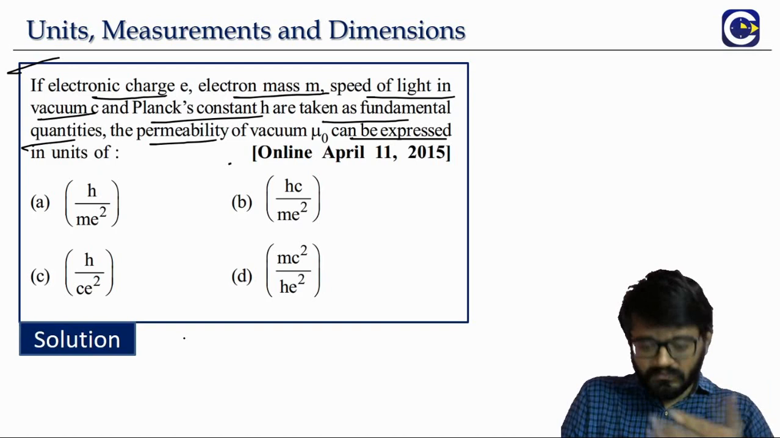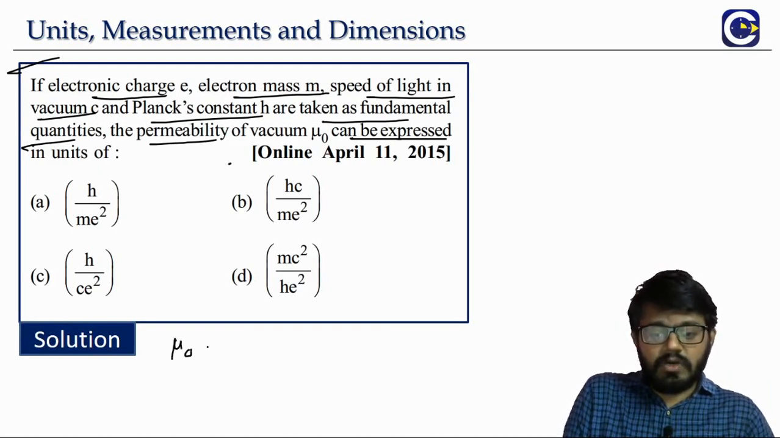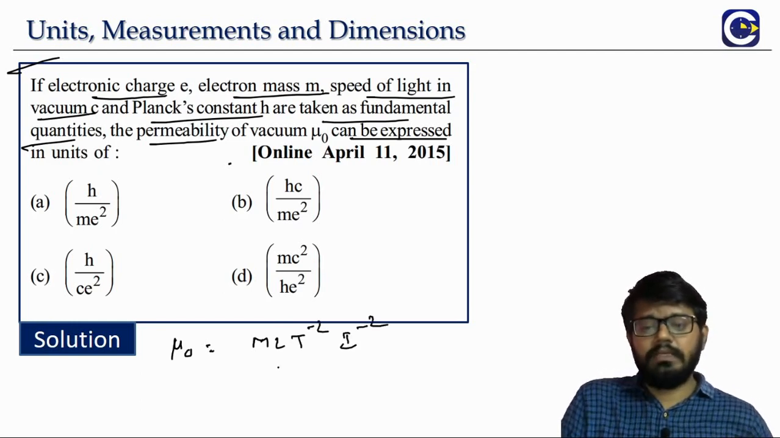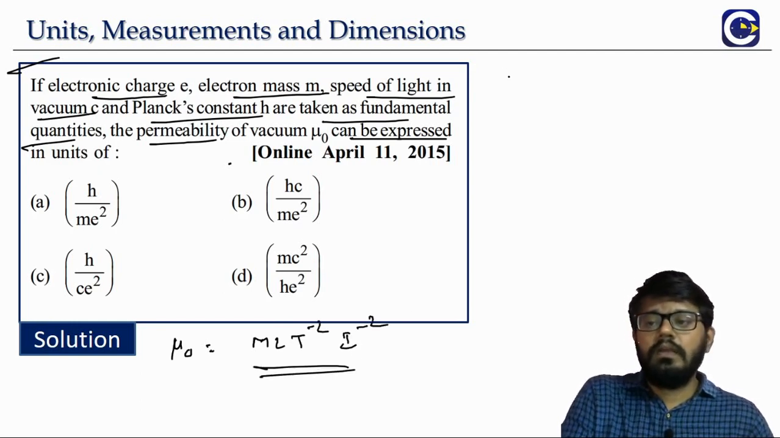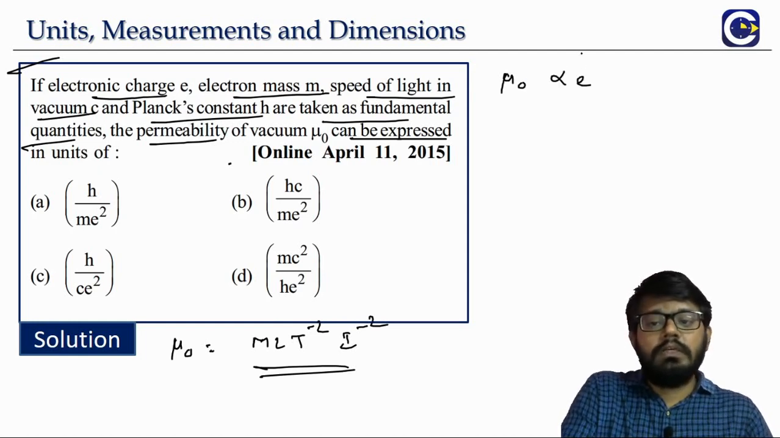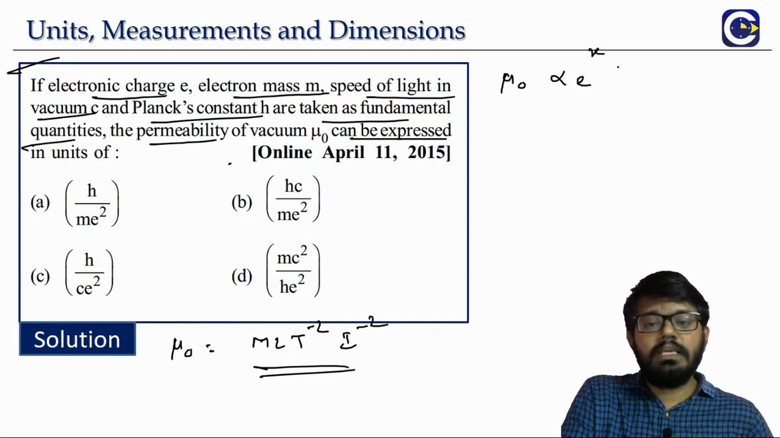So in this question I am not going to repeat it again. Already we know that the permeability of vacuum dimensional formula is MLT^-2 I^-2. So we will go with this. The concept is that the permeability of the vacuum is related to the electronic charge E. So I will say E power X, and then mass power Y, and then speed of light C power Z, and then Planck's constant power maybe W.